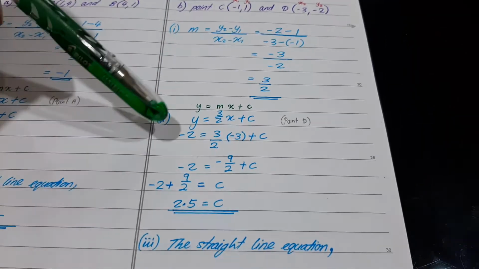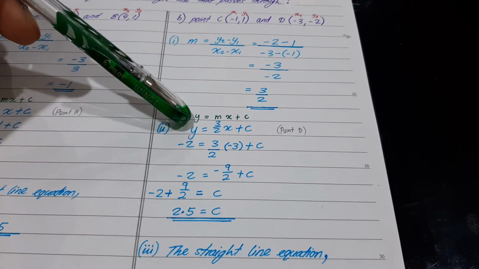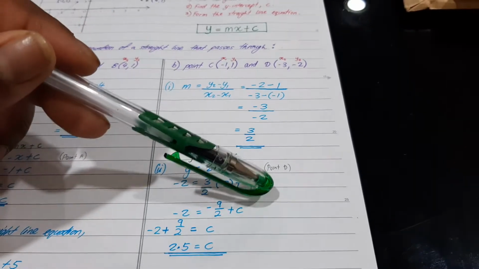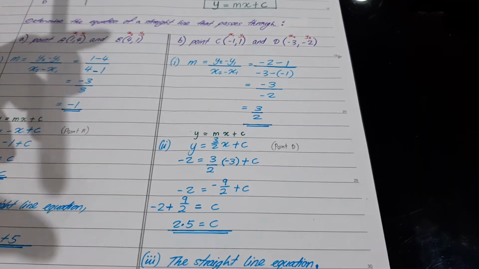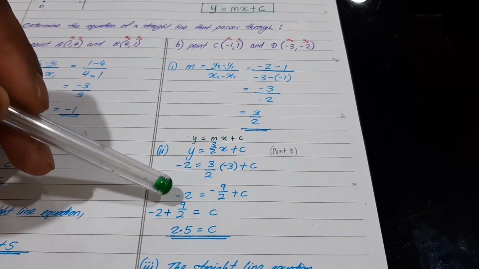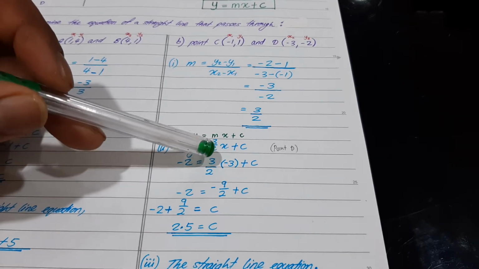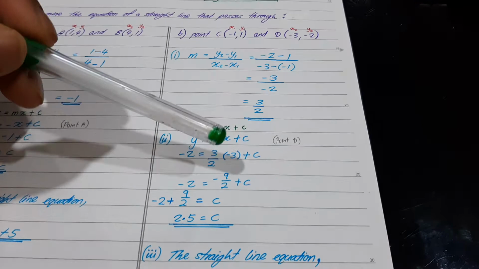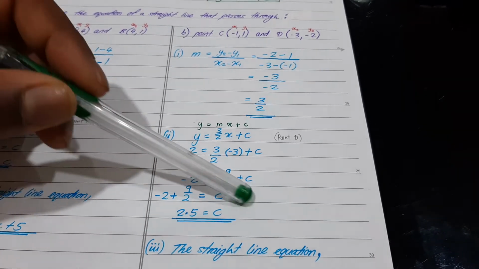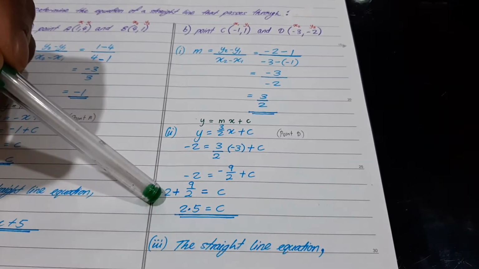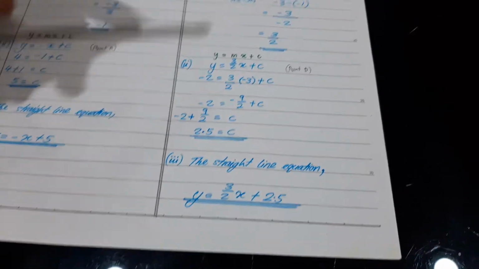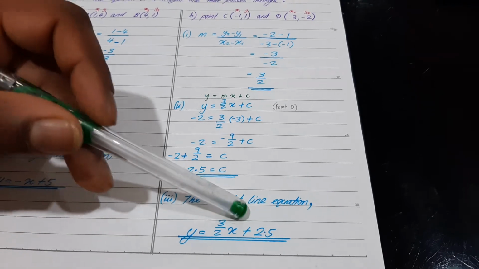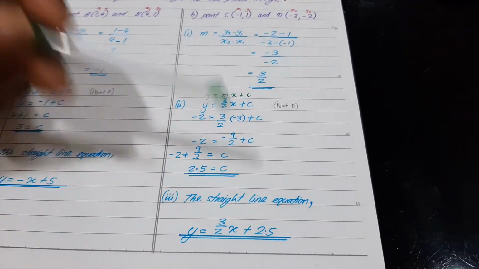Now substitute that in the form of y equals mx plus c, where you know your m is 3 over 2. I am taking the coordinates from point D. So I substitute y with negative 2, m is 3 over 2, and x is negative 3. When I solve this, I will get c equals 2.5. Then I form my equation: y equals 3 over 2 x plus 2.5.